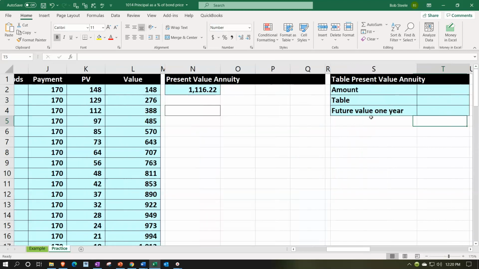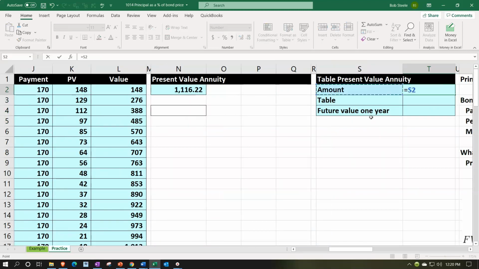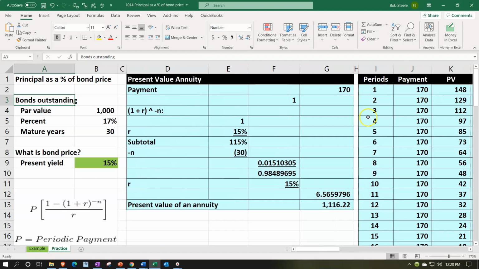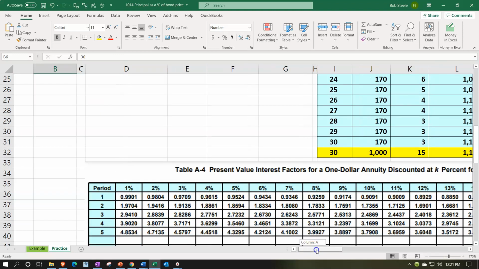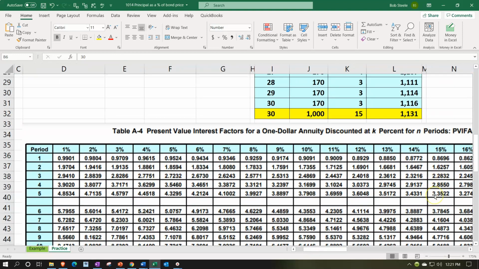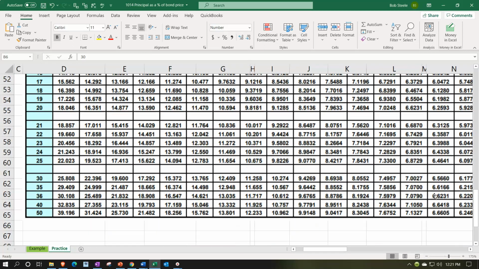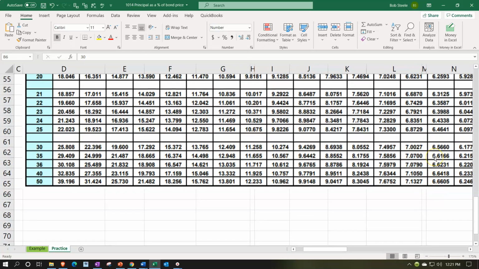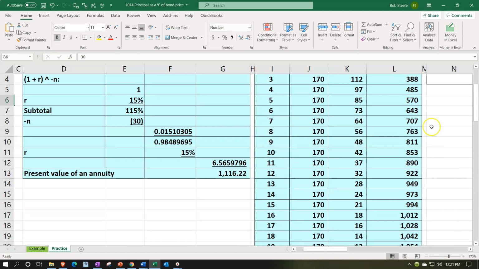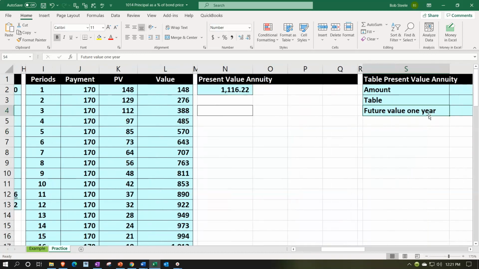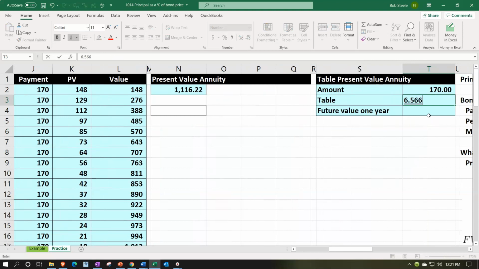So then we're going to go over here and do this with the tables. Let's do it with the tables now. Tables are going to be the 170. I'm going to scroll all the way to the left. We're looking for 15%, 30 periods, making sure we got the proper table, this being the annuity table. 15's over to the right, periods at 30, that's going to be the 6.566. Then we'll multiply this out, the 170 times the 6.566, and we get then the same number once again.